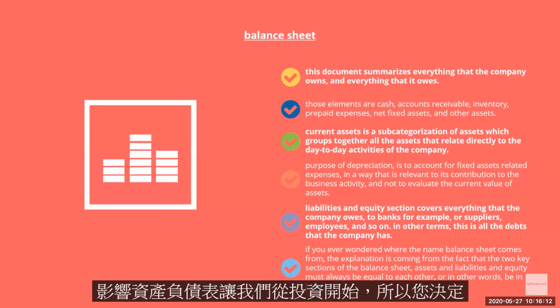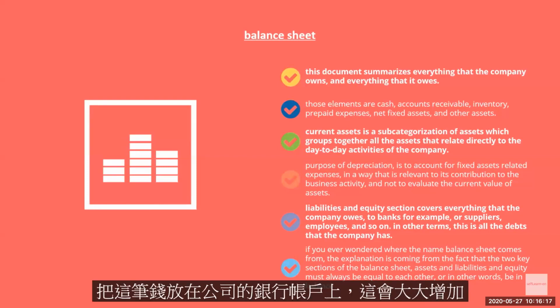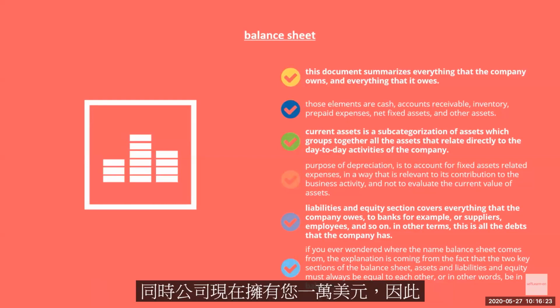Let's start with investing. So you just decided to start a new company and to invest $10,000 of your own money. You put that money on the company bank account, which automatically increases the cash account on the asset side of the balance sheet by $10,000. At the same time, the company now owes you $10,000. We therefore increase the capital stock category on the equity side by the same amount.